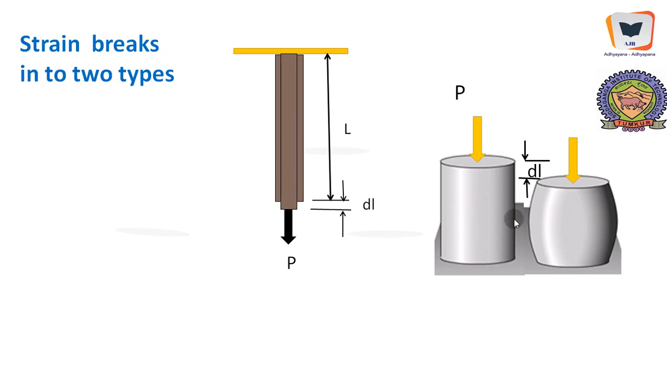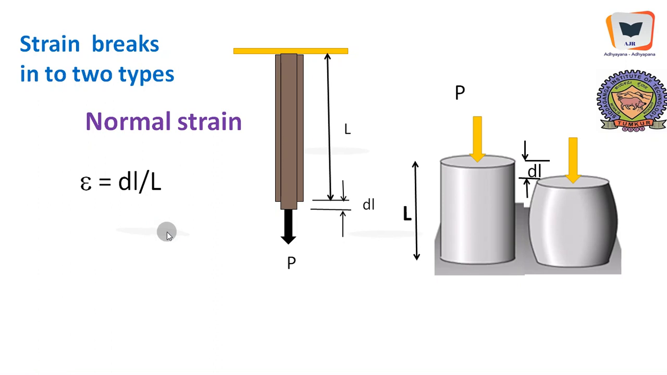Here it is getting compressed, and this is the reduction in length. In compression there is reduction in length, however small it may be, and in tension there is an increase in length, and the increase happens to be very, very small. Therefore it is denoted as DL. And there are two types of strains actually. Normal strain is represented by epsilon. It is DL by L, change in length by original length, change in original dimension divided by original dimension.